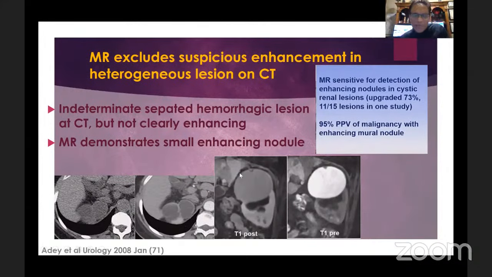On MRI, we can see this portion of the cyst has dense hemorrhage. The other portion of the cyst did not have any hemorrhage, and there's an enhancing nodule, which was diagnostic of early cystic renal cell carcinoma in this patient. So MR is sensitive for detection of enhancing nodules in cystic renal lesions. It upgraded 73% of patients in this study. It had a 95% positive predictive value for malignancy with enhancing mural nodules.